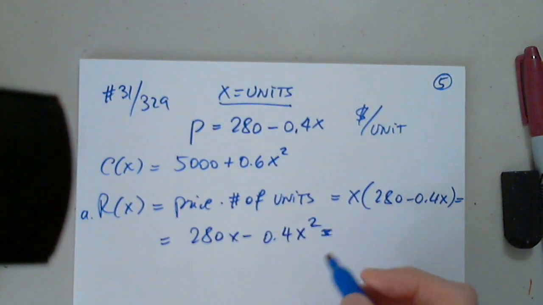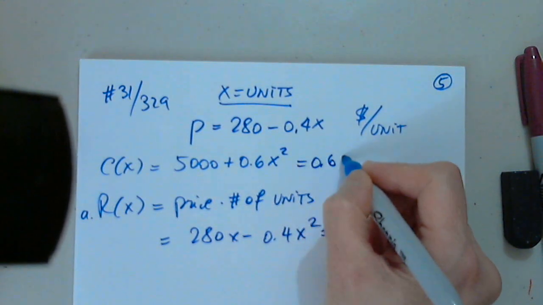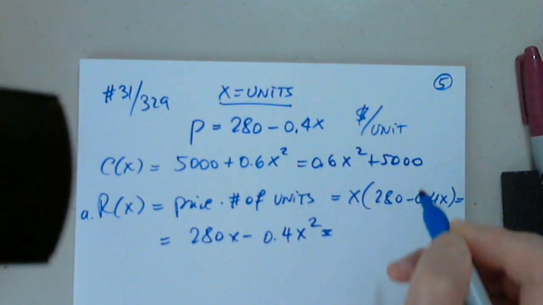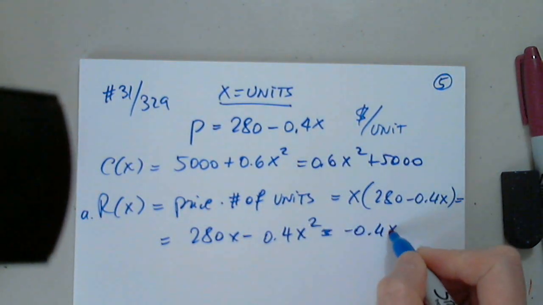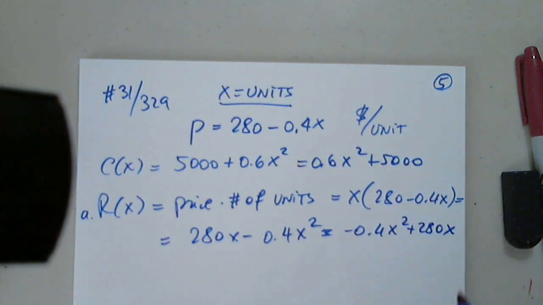And you know, I like to present it in descending order: 0.6x squared plus 5,000 for the cost, and negative 0.4x squared plus 280x for the revenue. Brilliant. Thank you. Good.